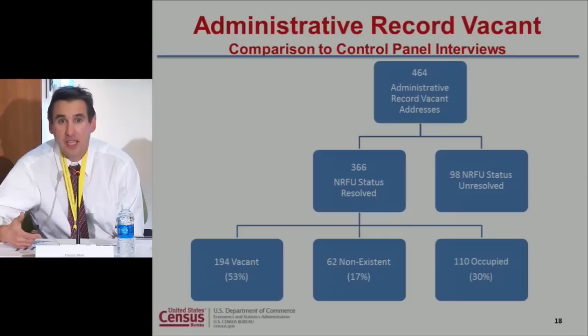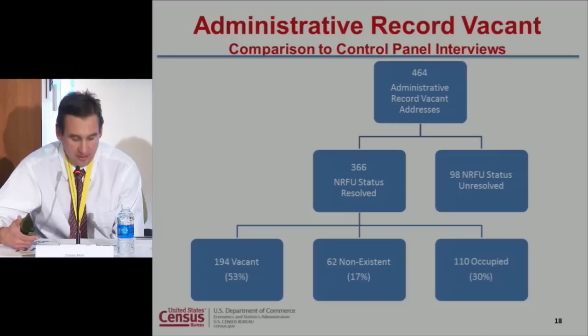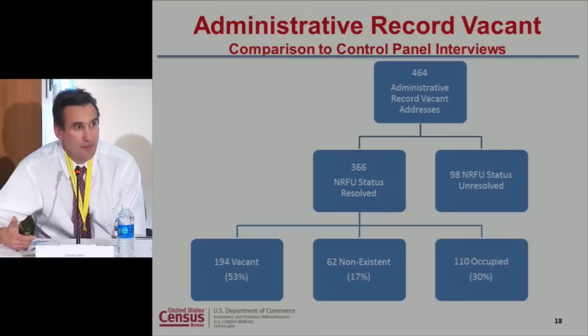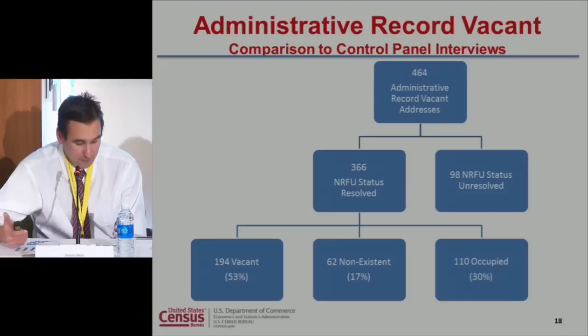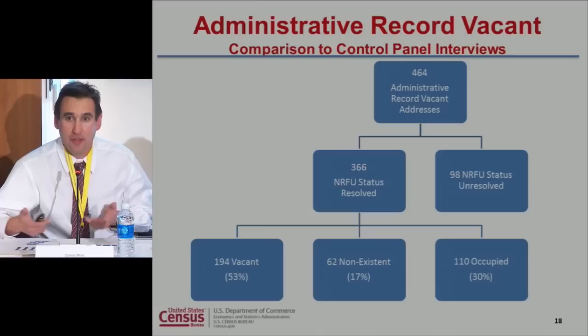In the control panel with our processing, we were able to identify 464 cases that we determined to be vacant based on our administrative records processing. Looking at the result in the control panel, 366 of them were able to resolve the status in NRFU. Looking at those 366 cases, 194 were determined to be vacant, 62 were determined non-existent, and 110 were occupied. So we had 53% vacant, 17% non-existent, 30% occupied. We end up having 53% where we matched the same status. We had another 17% where we did not match the same status, but both of those are being classified as unoccupied. And then we did see in this test that 30% were determined to be occupied.